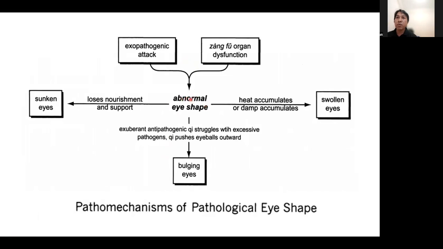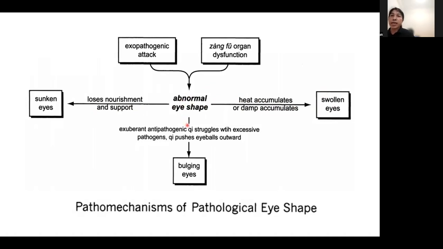Okay, let's talk about the abnormal eye shape. It comes from exopathogenic attack and Zangfu organ dysfunction. Also, the abnormal eye shape: if the eyes are sunken, this is because they lose nourishment and support. And on the other side, if heat accumulates or damp accumulates, they result in swollen eyes.